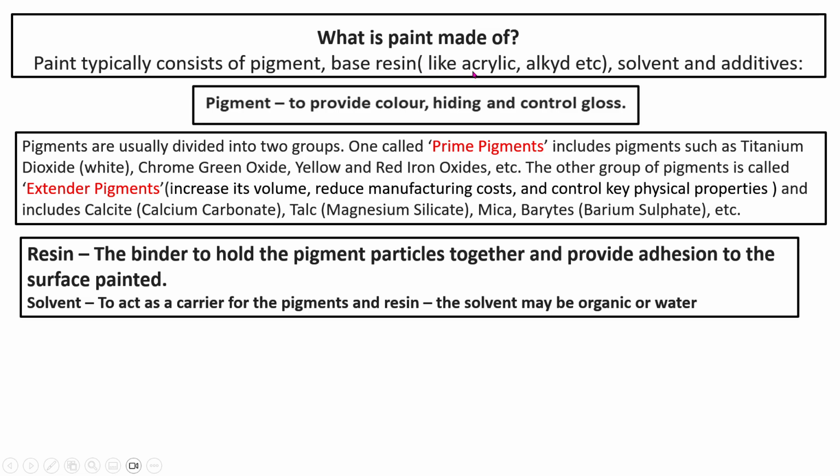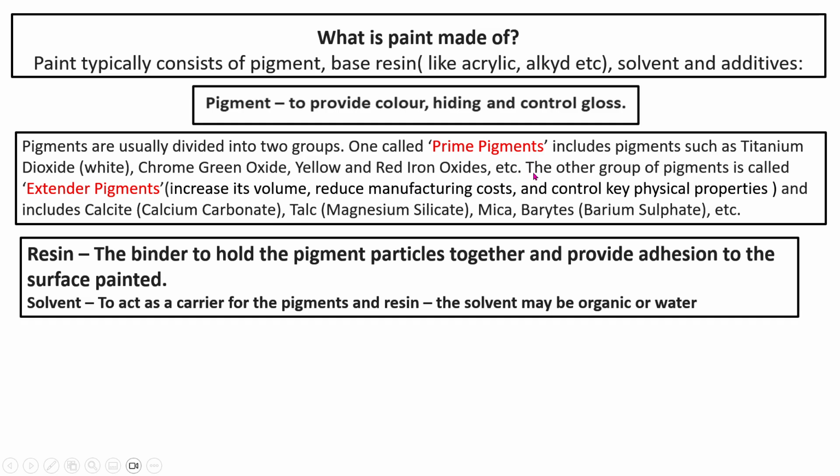It can be acrylic, it can be alkyd, etc., solvent and additives. Then pigments. What is the function of pigments? They give color to the paints, provide hiding, and control gloss. So it gives the color. Pigments give the color. Pigment can be of two types, called prime pigments and extender pigments.